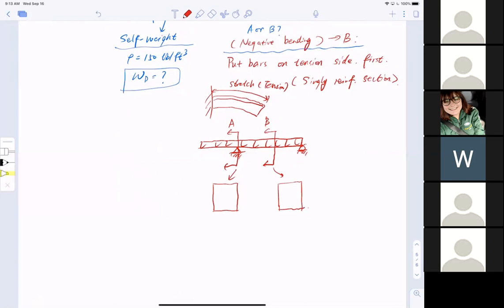Pay attention, all right? So the question is, for A, is the bar going to be on the top or bottom? And for B, is the bar going to be on top or bottom? So which configuration are we going to have?